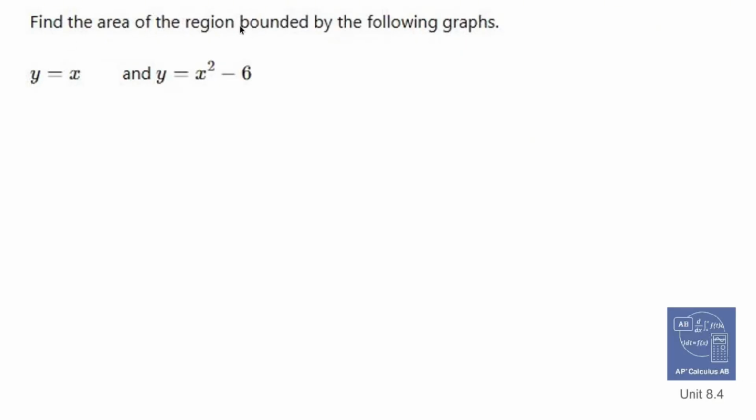Find the area of the region bounded by the following graphs. We have y equals x and y equals x squared minus 6. If I were to draw just a little picture of what's going on here, y equals x squared minus 6 is just a regular old parabola shifted down 6 units, something like that.